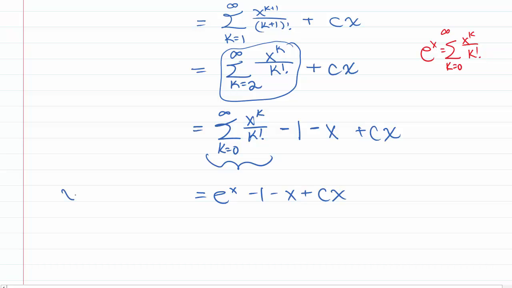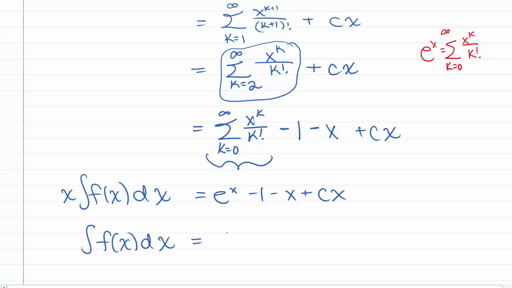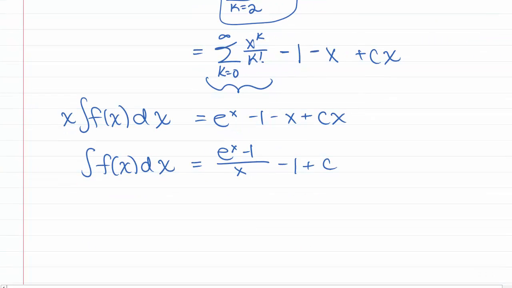And remember, that was equal to x times the integral of the function we're trying to find. So if we're trying to find f of x, let's divide both sides by x. So the integral of f of x is going to be (e to the x minus 1) over x, minus 1 plus c. And then taking the derivative of both sides, we're going to get that f of x was the derivative of (e to the x minus 1) over x. And both 1 and c are constants, so they go away.